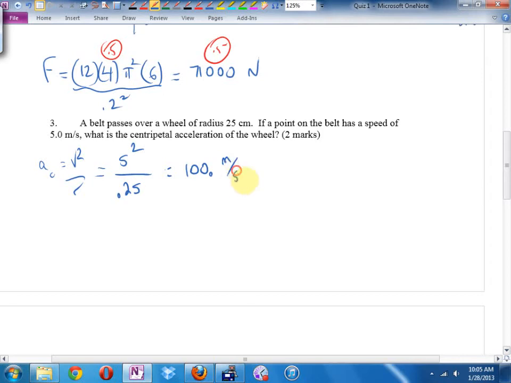What would my units be? Meters per second squared, darn right. I'd probably give you 1 mark for that, half mark for the numbers, half mark for the answer, and then I'd probably say turn the page.